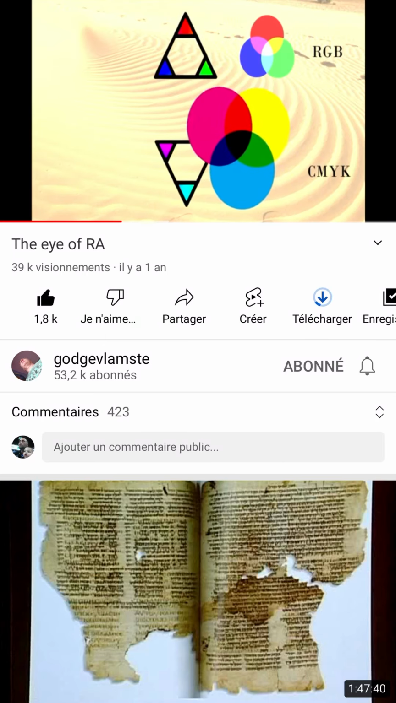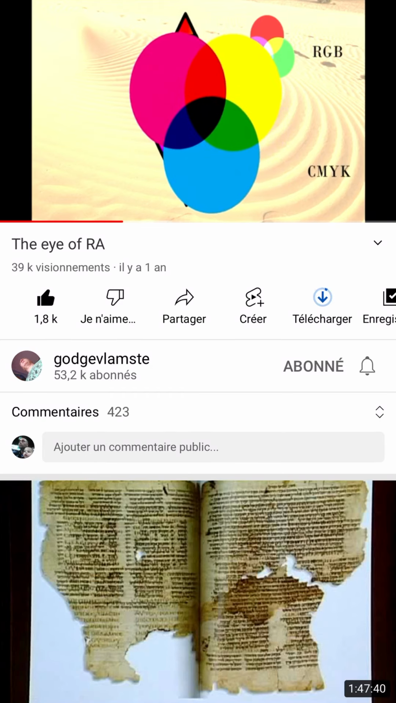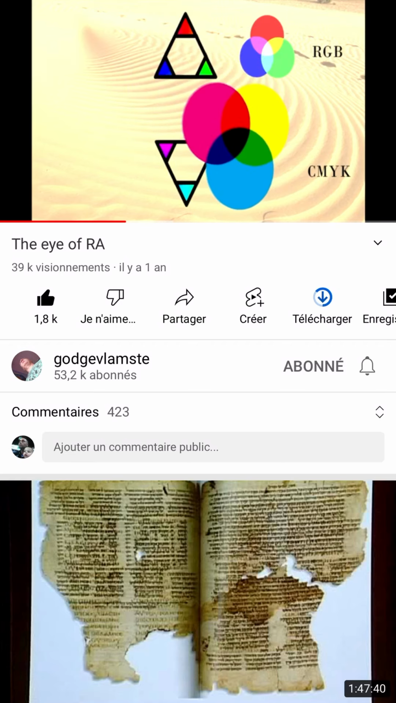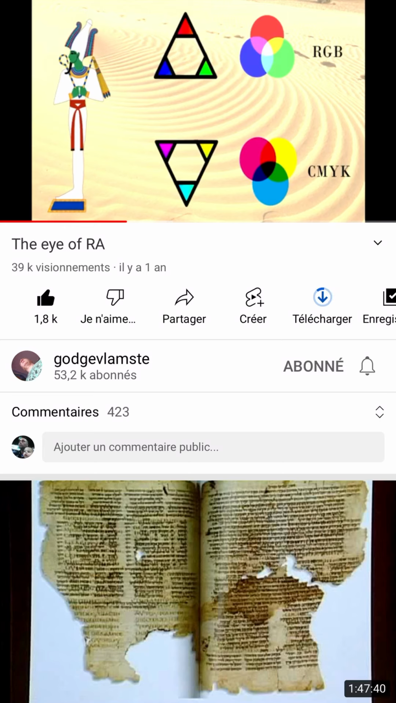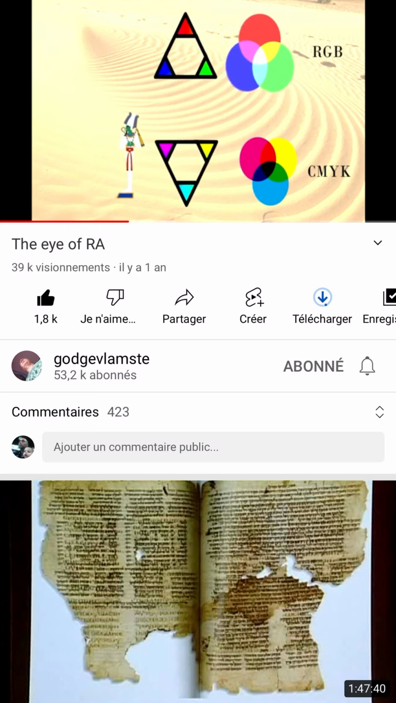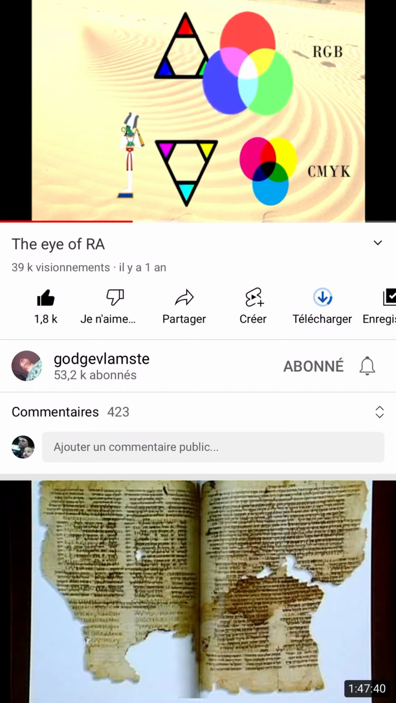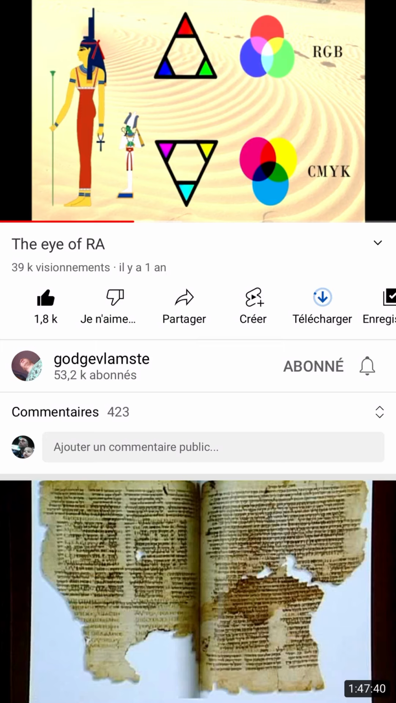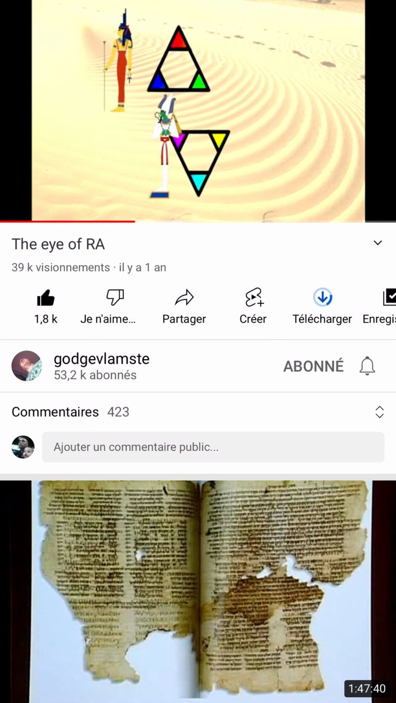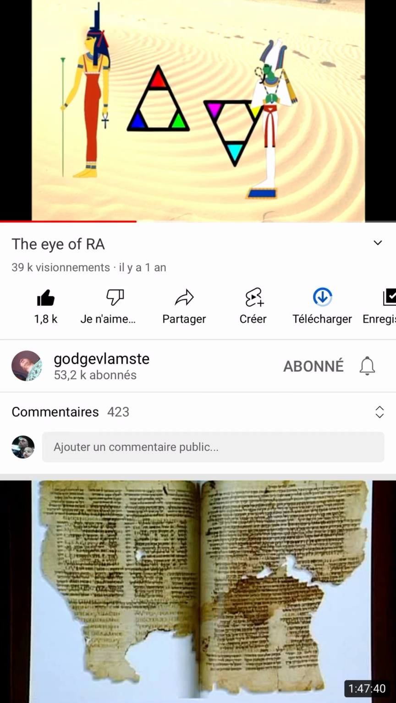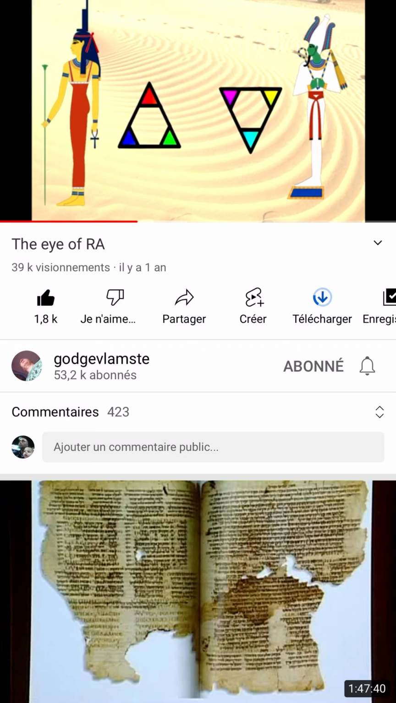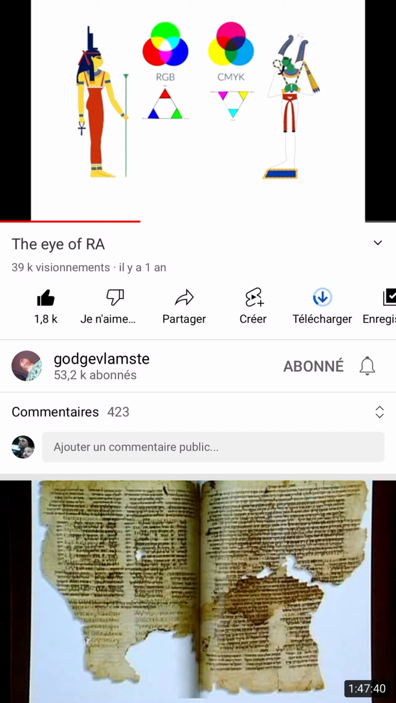So let's take a look at the CMYK triangle, and in the middle you see this black triangle. The black triangle stands for Osiris, the Lord of Darkness. Then take a look at the RGB triangle, and in the center you see the white triangle. That stands for Isis, Queen of the Daylight. Now we see that Osiris is the down pointing triangle and Isis the up pointing triangle. So that is the code of the parasitic system.